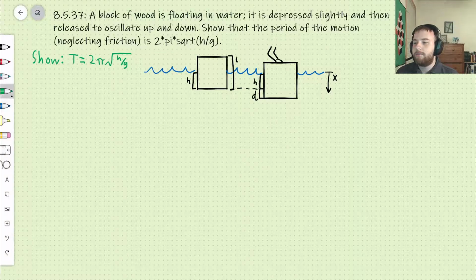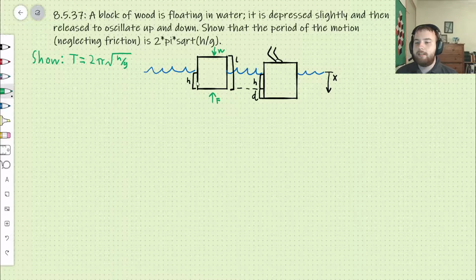Okay, so let's look at this here. So yeah, this is what we're showing. We're showing that the period is 2 pi square root of h over g. So this is how things are defined. This is when it's at rest. There's a certain weight down on it, and there's a certain force up on it, which is the buoyant force.